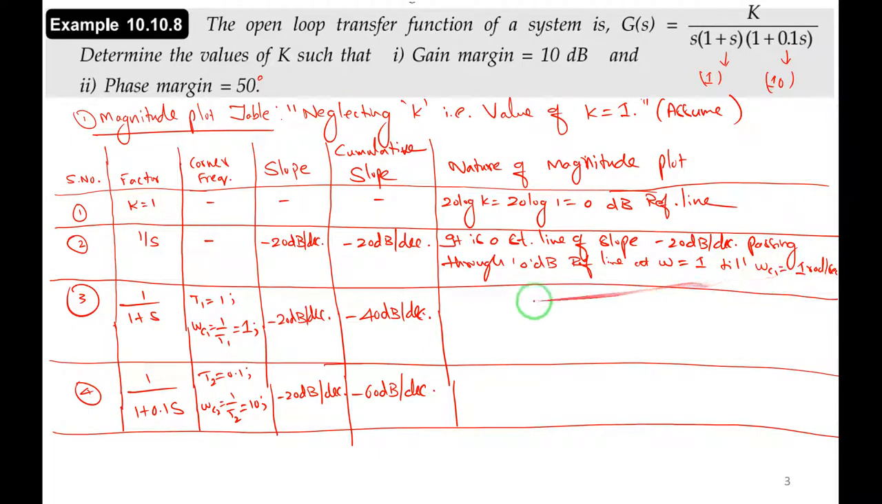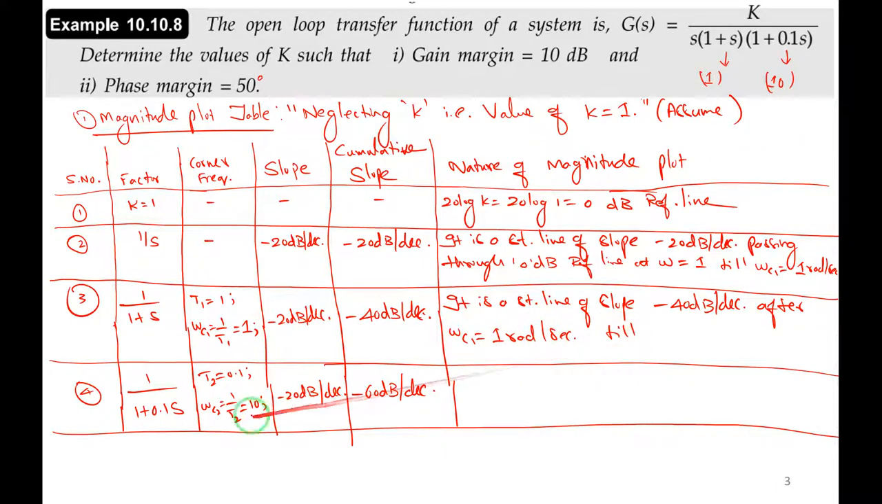Then the next comment for the third factor. It is a straight line of slope, cumulative slope is minus 40 dB per decade, after omega c1 equal to 1 radians per second, till the next corner frequency, till omega c2 equal to 10 radians per second. Yes, 1 to 10 is 1 decade, luckily.